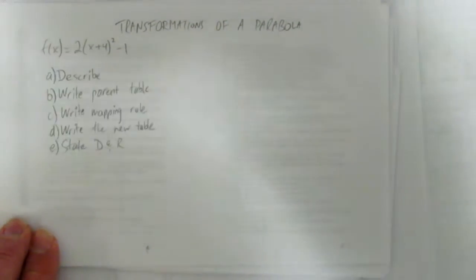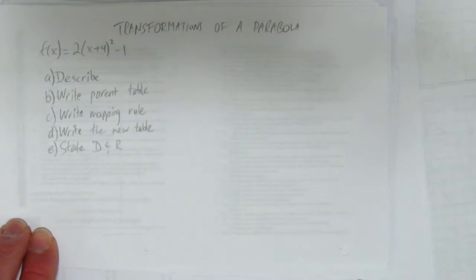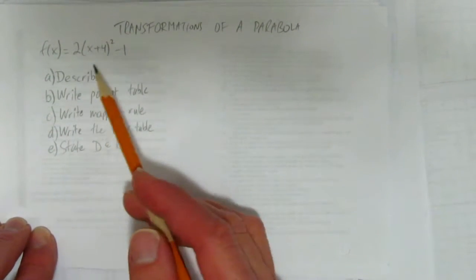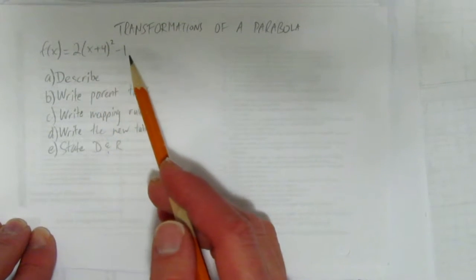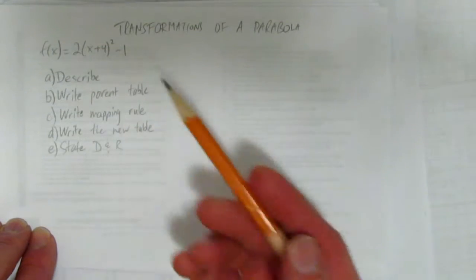In this video, we'll look at transformations of a parabola. The function given, remember f of x is just like y, so this is an equation, or a function: 2(x plus 4) squared minus 1. The first question it's asking us to do is describe the transformation.